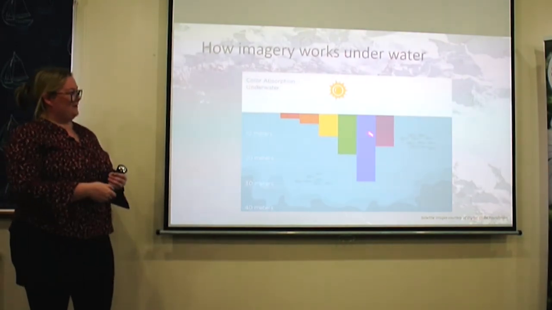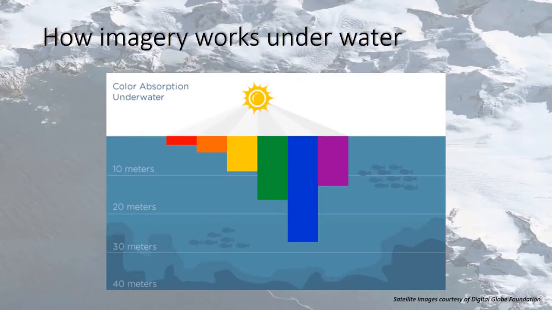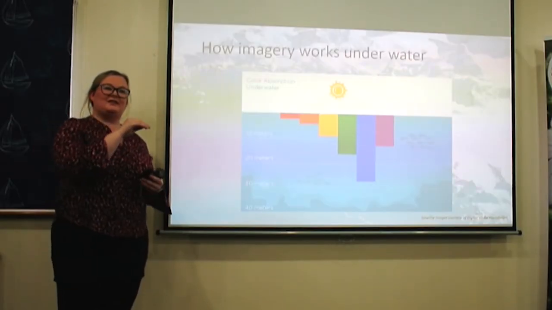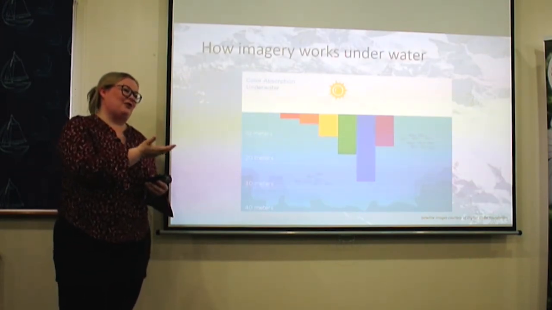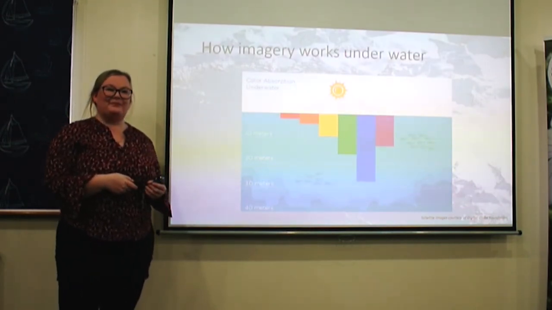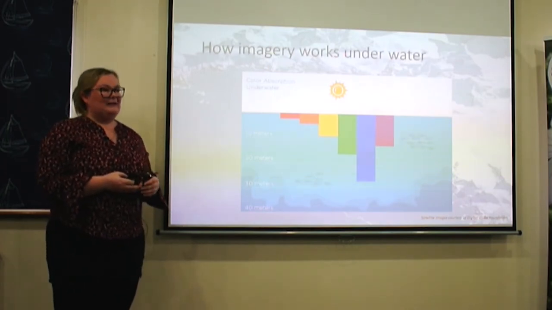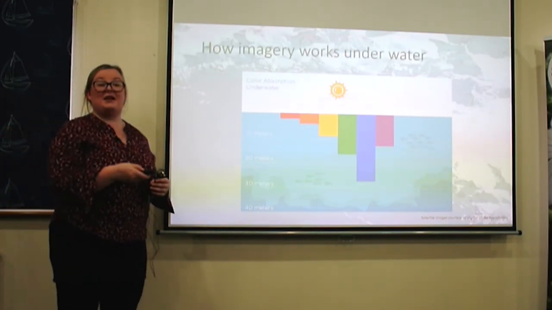So I've already mentioned that the visible part of the spectrum does reflect some light from underneath the water surface. The blue part of the spectrum in particular does give you the most information. Unfortunately, you need specific sort of conditions for this to work. So if you've got a rough surface and waves in particular, then the light doesn't even penetrate, so you're not going to get anything back. If you've got a lot of sedimentation in the water column, then that's not going to give you anything back either. So it's a lot of caveats for remote sensing beneath the water surface, but it is possible.